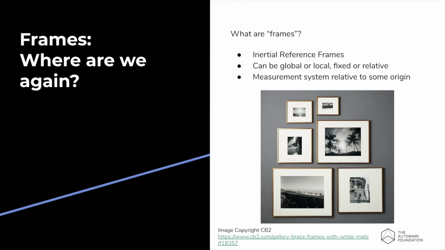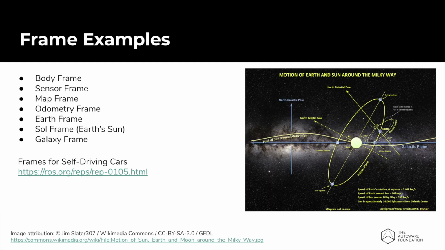So I've been talking a lot about frames, but if you're not familiar with them, what are frames? Frame is kind of a short term for an inertial reference frame. Those reference frames, as I mentioned before, can either be global or local, and they can be fixed or relative. An inertial reference frame generally includes some measurement system relative to some origin. Some examples of reference frames would be a body frame. So if you're talking about a vehicle, it would be a rigid point attached to the vehicle as your origin, and you can measure the location of things relative to that origin.